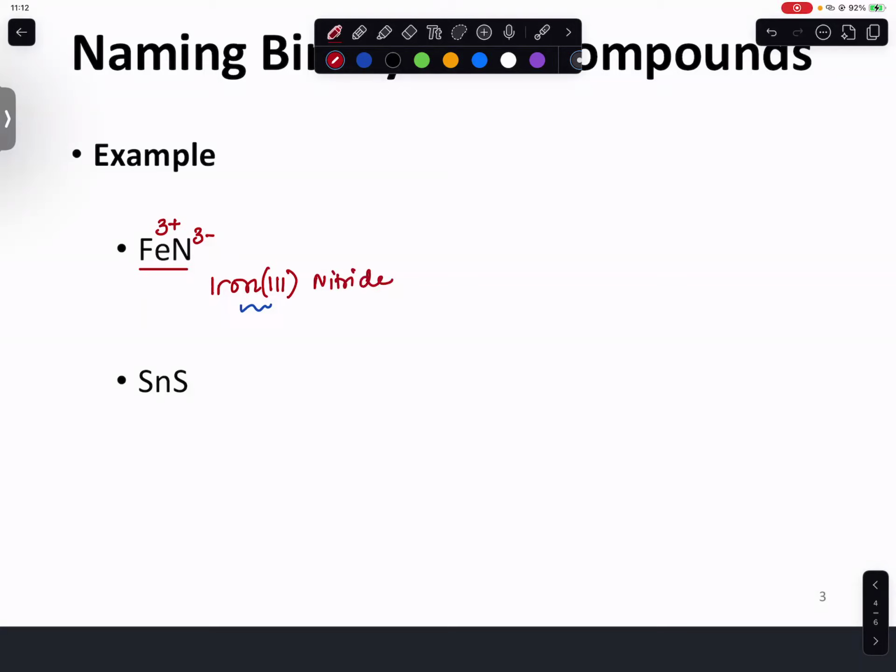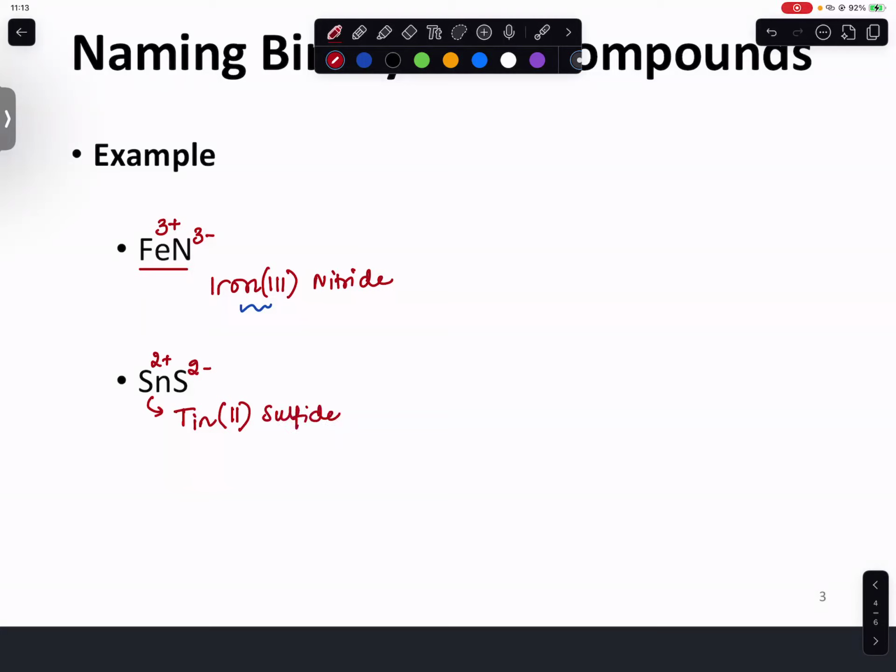Let's do one more example. We have here Sn S. Sn here is tin, and we need to know what the charge on tin is. Again, it is a neutral compound, and if sulfide has a 2-, this has to be a 2+. So in this case it becomes tin(II), and instead of sulfur, we add sulfide.